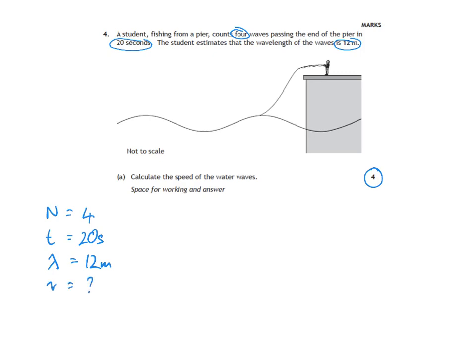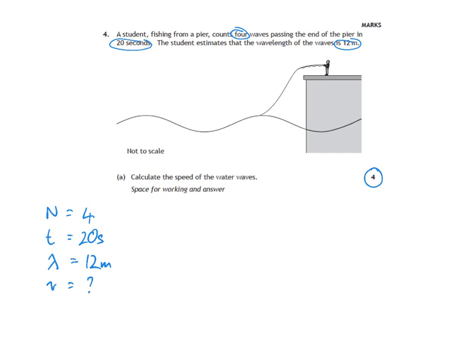Now there's more than one way of doing this problem. Some of you went down different routes. I'll go down one route, but you could do it more than one way, and I'll show you that in the marking scheme as well. I'll show you that in a wee second.